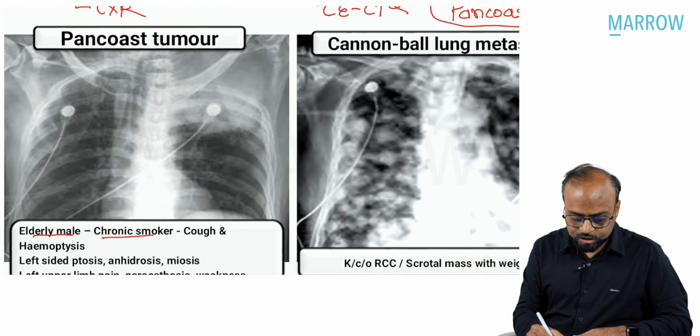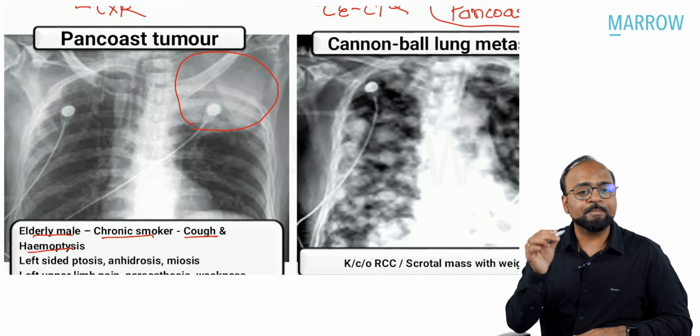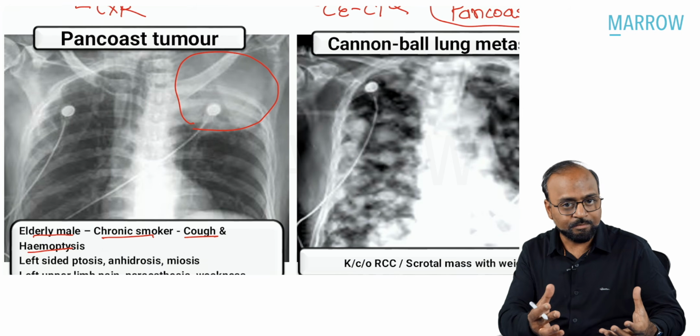So look at the clincher of Pancoast tumor here. Elderly male, chronic smoker, presenting with cough and hemoptysis. In this patient, there is a left-sided apical mass. In the exam, there was a right-sided apical mass which was asked.